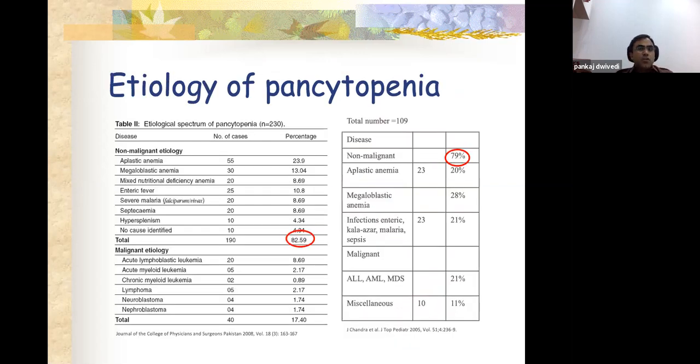Now, what is the etiology of pancytopenia? It could be malignant or non-malignant. This is from one of the papers. You find that non-malignant causes are the most important, 79 to 80% are because of non-malignant causes, and the remaining 20% or so are because of malignancy. Among non-malignant causes, aplastic anemia and megaloblastic anemia due to dietary deficiency are the more common causes of pancytopenia.